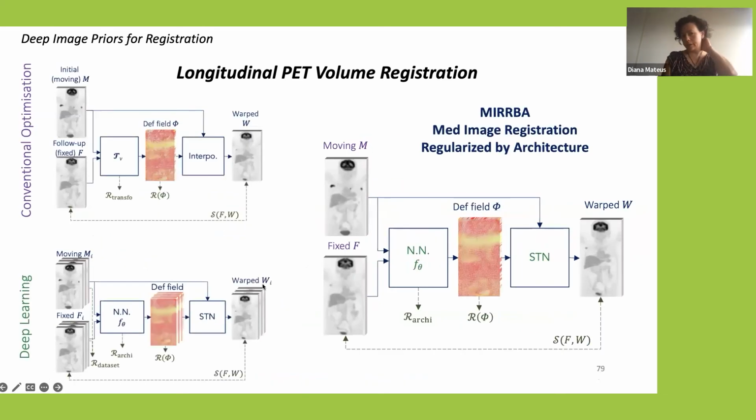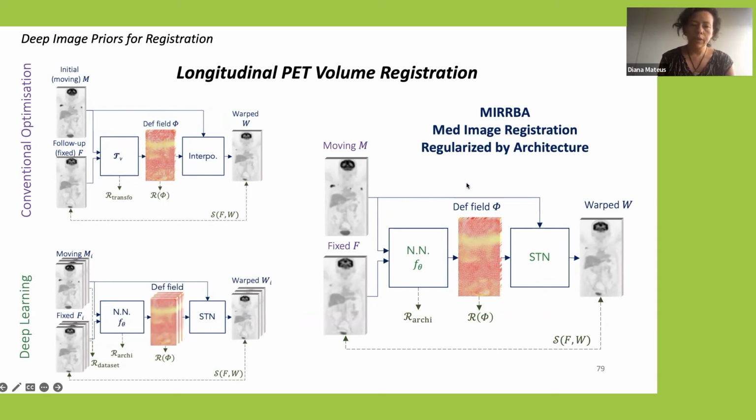So what is different in ours is that we want to try to bridge a little bit the gap between these two types of methods. We are going to place our proposed method, which is called MIRBA, as somewhat in between. As you see here, as in the case of conventional optimization, we are only dealing with a pair of images at a time. And as with deep learning, we are using the neural network as a model of the transformations that we want to predict.